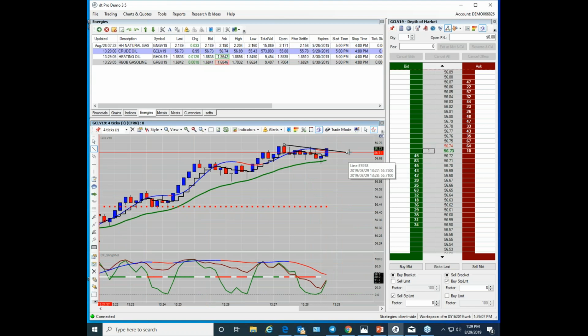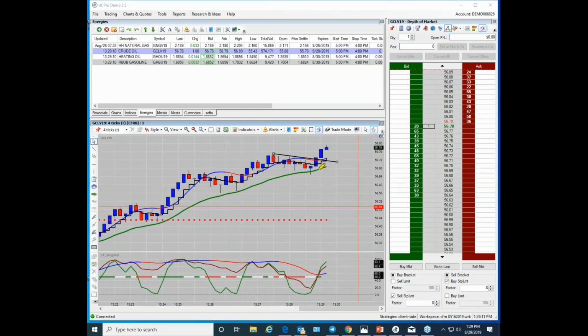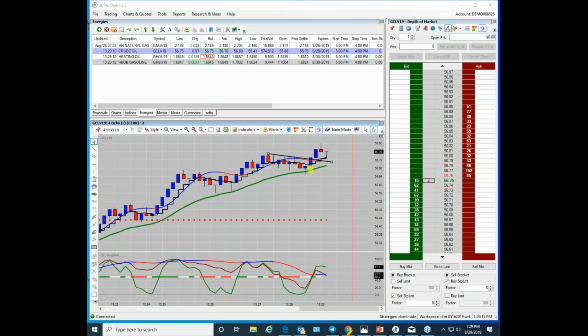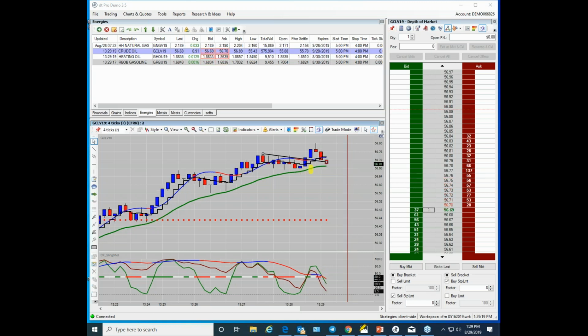And in the process, we are going to draw a trend line because that's what we are trained to do. That's it right there. Now, a couple things here that popped up is this.